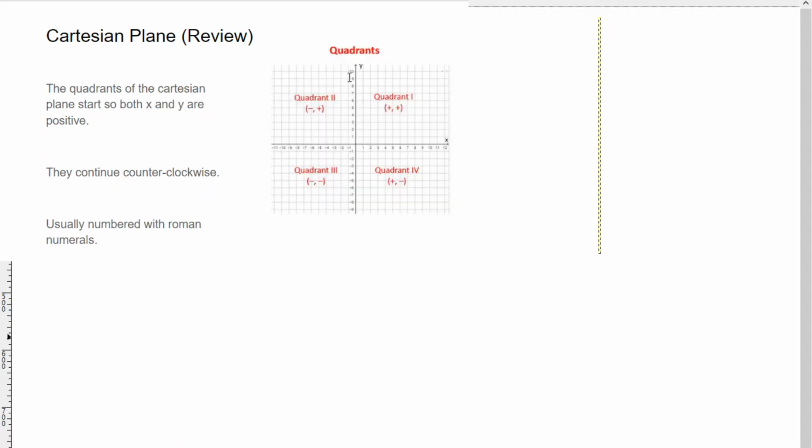And I don't know if you guys did the quadrants, but I thought I'd bring them up. So quadrant 1 is when both x and y are positive. So it's that top right quadrant. Quadrant 2, you've got x being negative, but y being positive. Quadrant 3, they're both negative. And quadrant 4, x is positive, but y is negative. These are usually numbered with Roman numerals, not all the time. But the way I remember it is quadrant 1 starts up here where everything's positive, and then it goes counterclockwise.